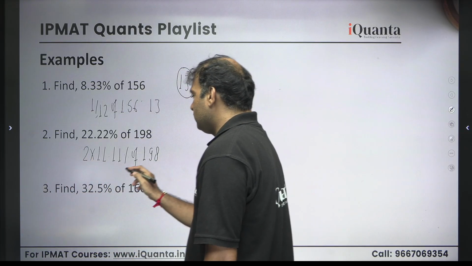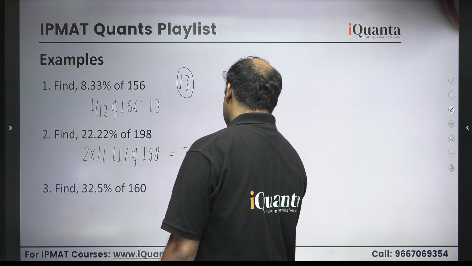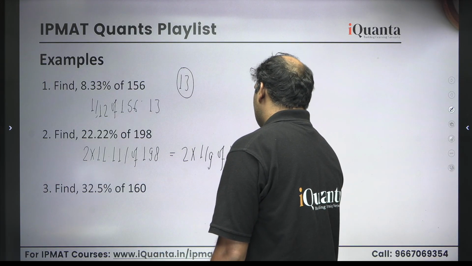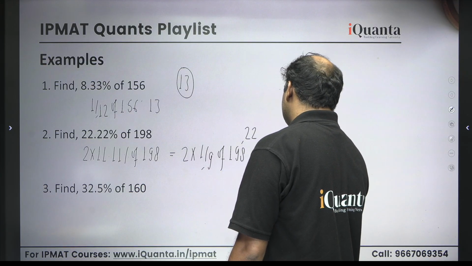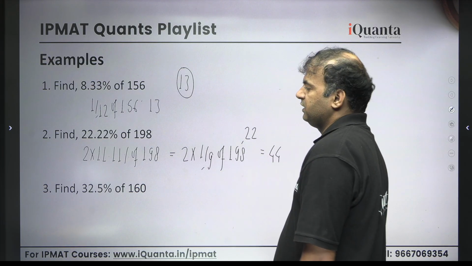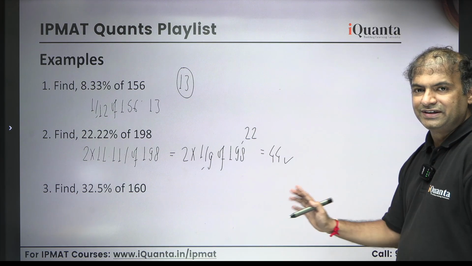Now 11.11 we know is 1 by 9, so we can say this is 2 into 1 by 9 of 198, right? Now 198 upon 9 is 22, all right? And 22 into 2 is 44. So this is how the answer of this is 44, right?